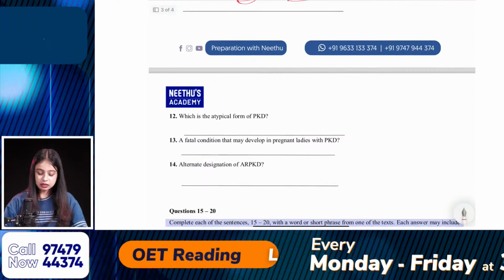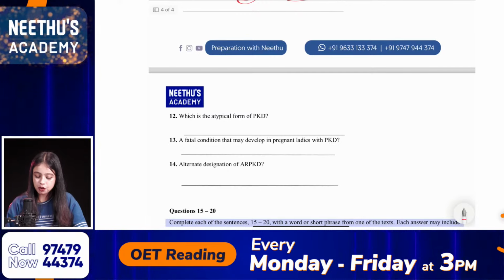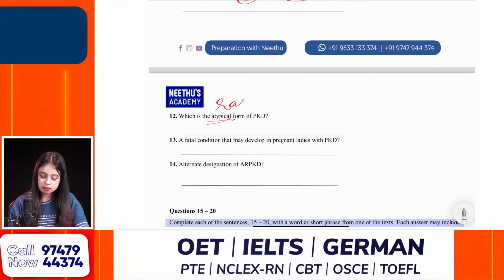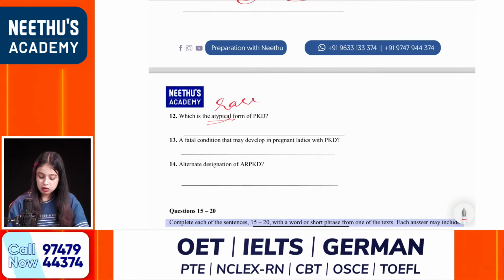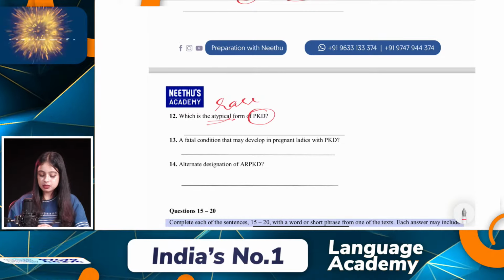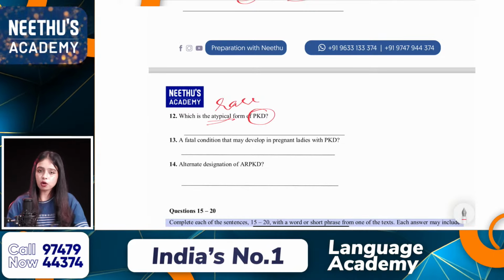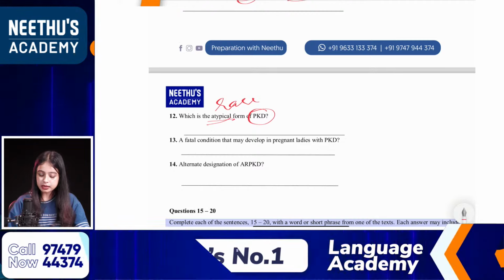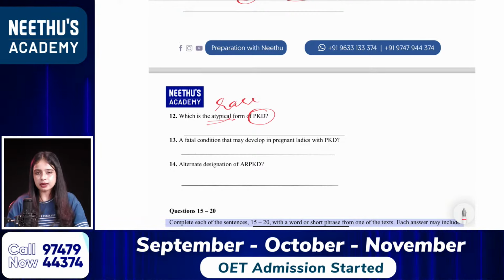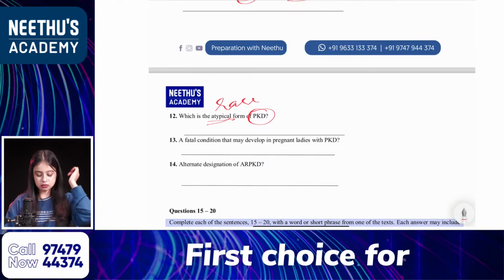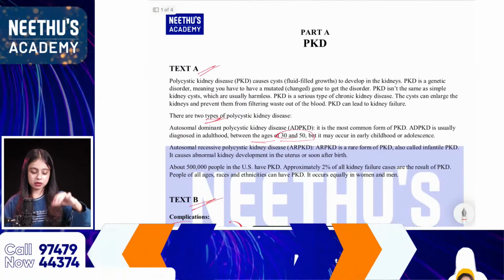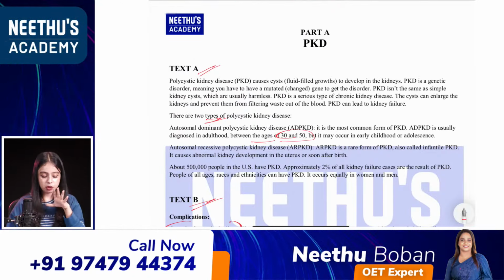Then the 12th one, which is the atypical form of PKD? This is a slightly simpler question. Atypical means very rare, not common, uncommon. So which is the rare form of PKD? Not common. Don't get confused. It is not common, atypical is what is asked, which is uncommon or rare.